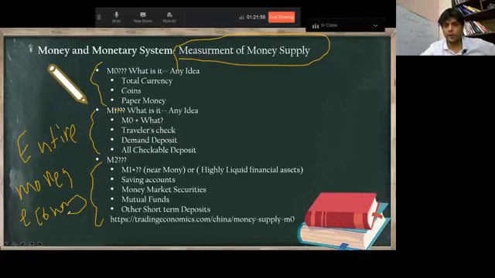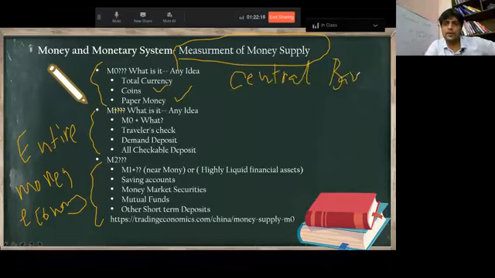M0 includes only currency, only total currency in the market. That means coins and paper money. That's it. You don't include any other things except these two. So you can count, because a central bank, remember, central bank always issue these currencies. So central bank has the record of how much money.